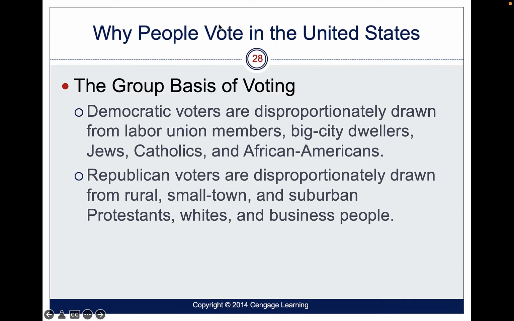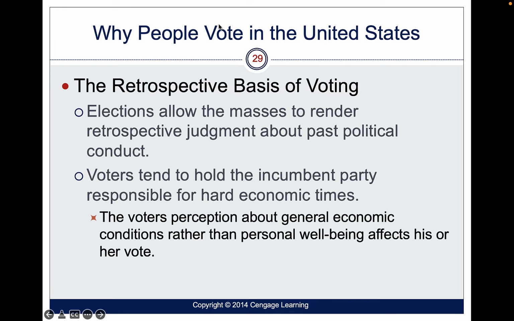So when we talk about groups that are tied to political parties, Democrat voters are disproportionately drawn from labor union members, people that live in big cities, Jewish people, and African Americans. Now, the author says Catholics, but I don't necessarily agree with that, and we'll talk about that in a little bit. Republican voters are disproportionately drawn from rural, small town, and suburban Protestant whites and business people. Okay, so those are the demographics of our voting groups here in the U.S.